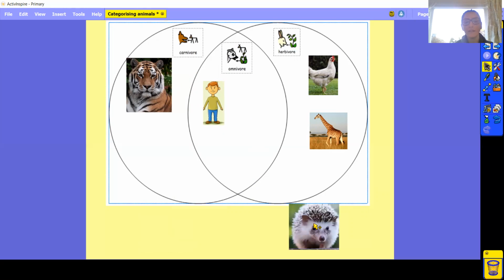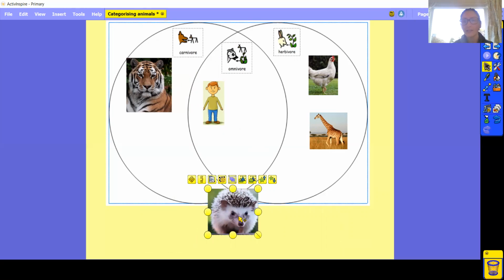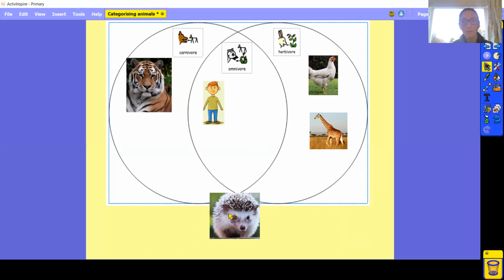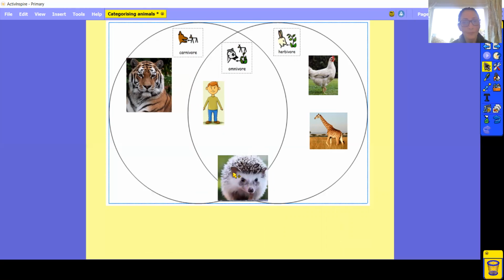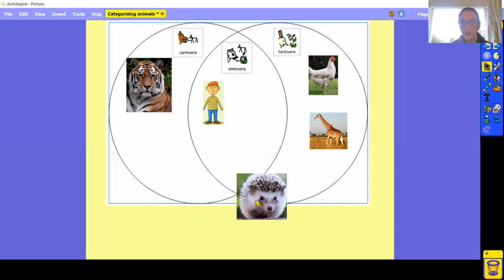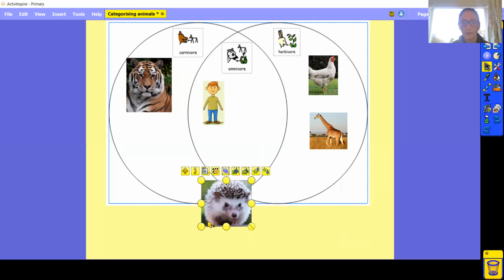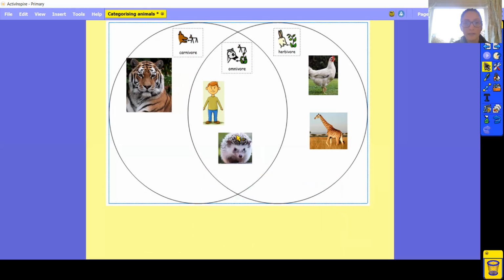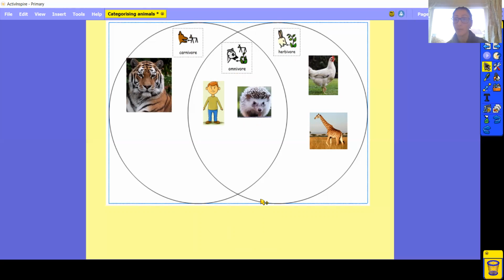And then we have our lovely little hedgehog, okay? So let's have a think. Where do we think this would go? Can you remember where it went into the categories? So is it a carnivore, a meat eater, is it an omnivore, a plant and meat eater, or is it a herbivore? Have a think about where the hedgehog is going to go. Well done if you said it was an omnivore. Hedgehogs are omnivores. They eat both plants and meat, so things like insects and other smaller creatures that you can find.